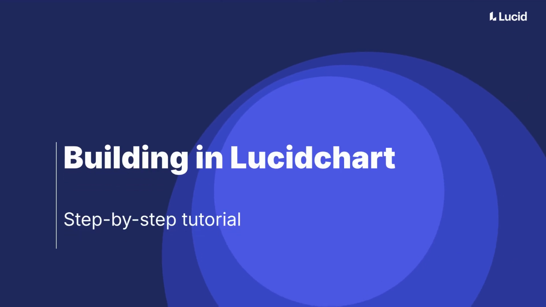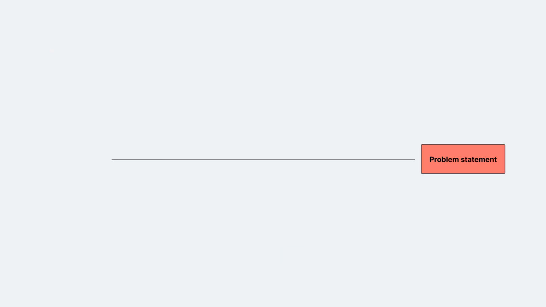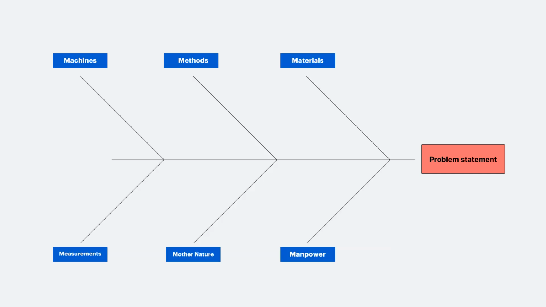Step-by-step tutorial. How to create a fishbone diagram in Lucidchart. Start by placing your problem statement in a box on the far right. Draw a horizontal line or spine extending to the left from this box. Next, add diagonal lines branching off the spine. Label these with your chosen categories, such as the 6 M's or 4 P's we discussed earlier.